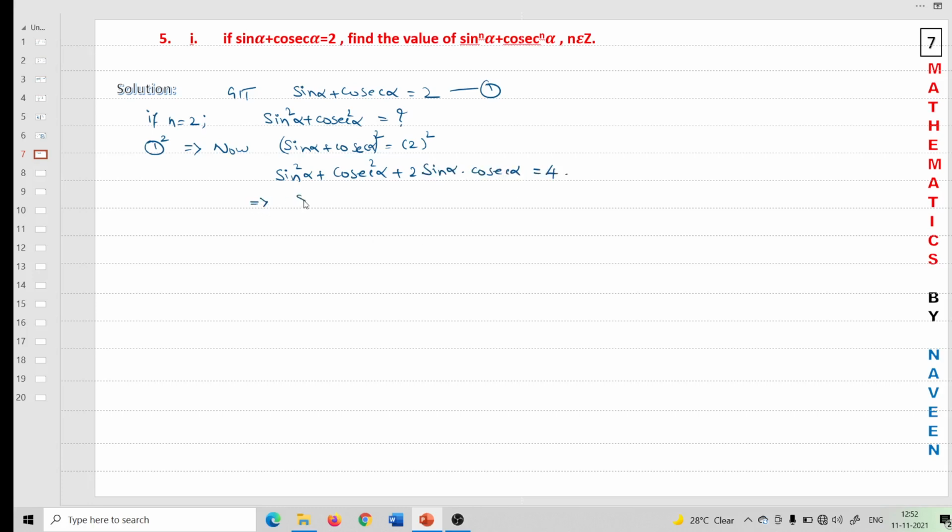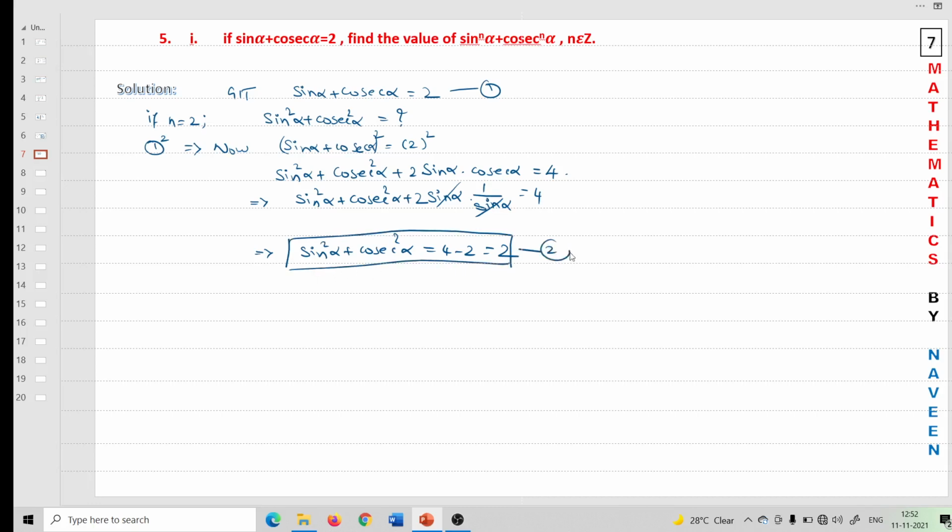That implies sin square alpha plus cosec square alpha plus, see, sin alpha and cosec alpha are reciprocals of each other. So simply we can cancel them. Or 2 into sin alpha into cosec alpha can be written as 2 into sin alpha into 1 by sin alpha, is equal to 4. Here sin gets cancelled. So from this, sin square alpha plus cosec square alpha can be written as 4 minus 2, that is equal to 2, right? So let it be equation number 2, right?